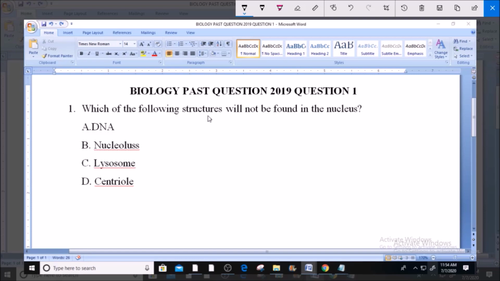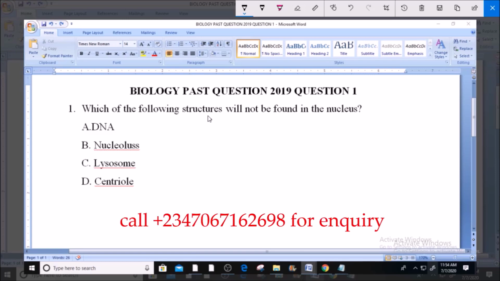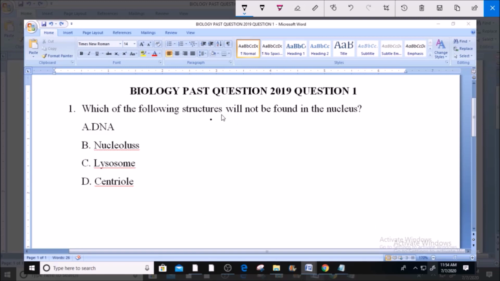Which of the following structures will not be found in the nucleus? A. DNA. B. Nucleolus. C. Lysosome. D. Centrals. Now, to answer this question efficiently, we'll have to draw the structure of a simple cell.